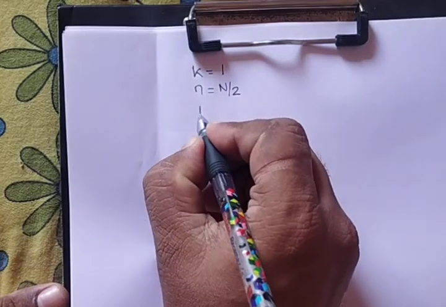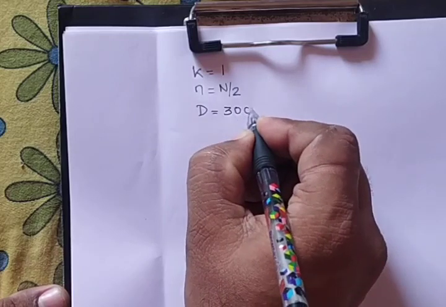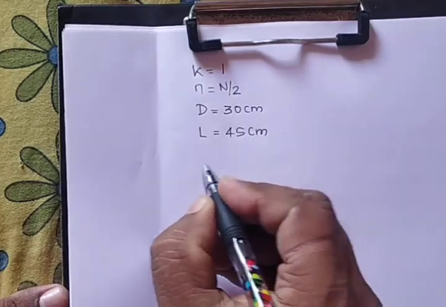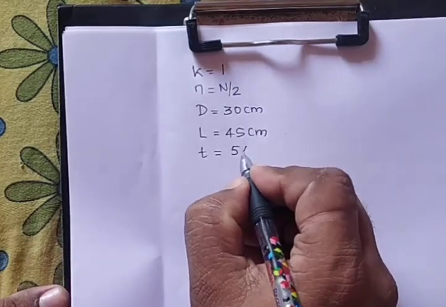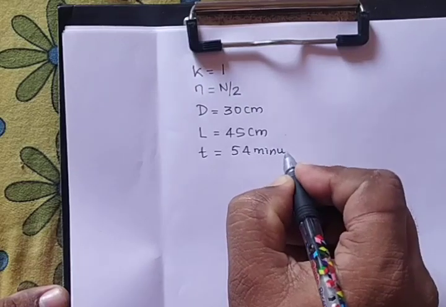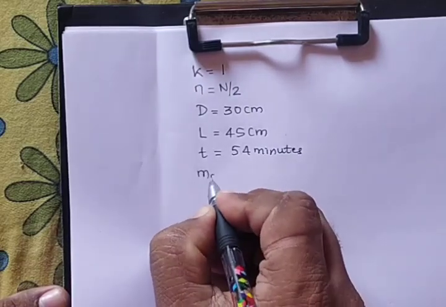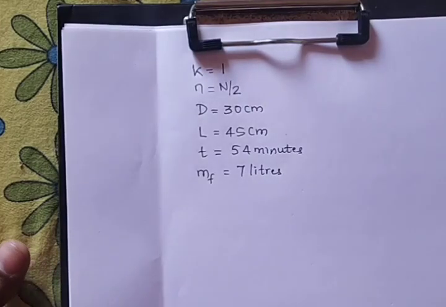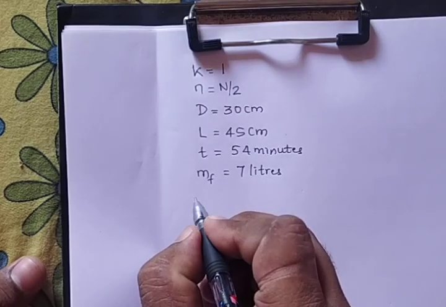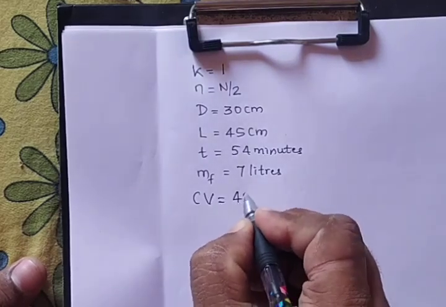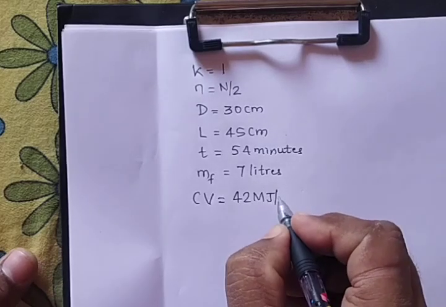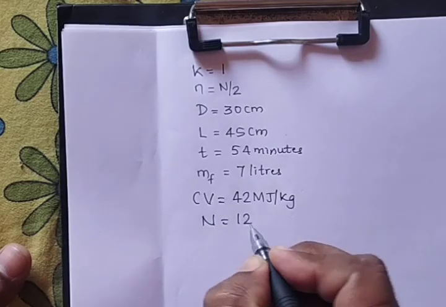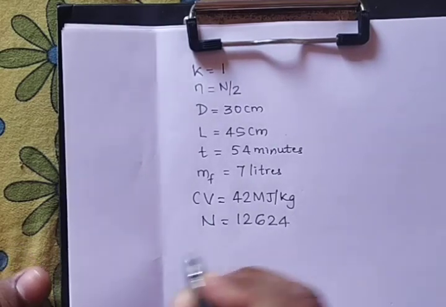Then diameter is given, capital D is equal to 30 centimeters. Stroke length capital L is equal to 45 centimeters. Then the duration is given, small t is equal to 54 minutes. Fuel consumed, MF is given, it is 7 liters. So we need to convert this 7 liters into meter cube. Calorific value CV is 42 megajoules per kg. Then revolutions, speed is given, 12,624.